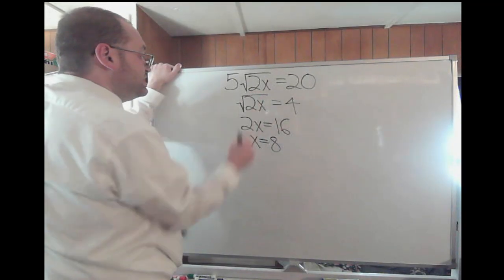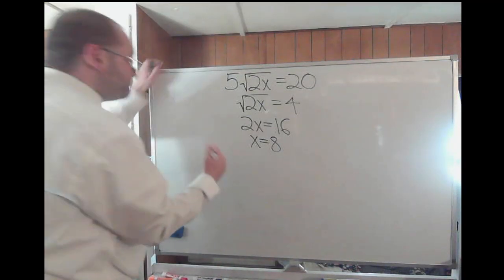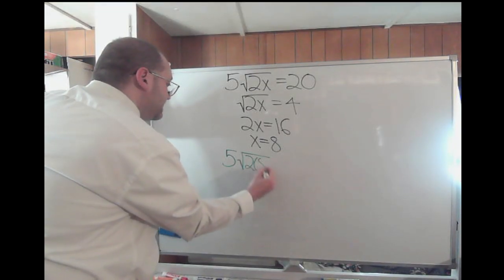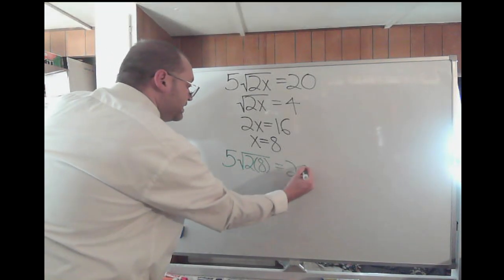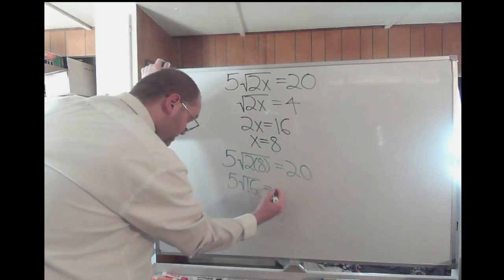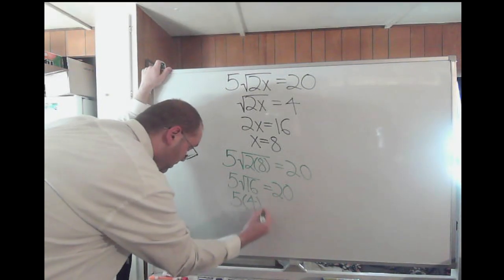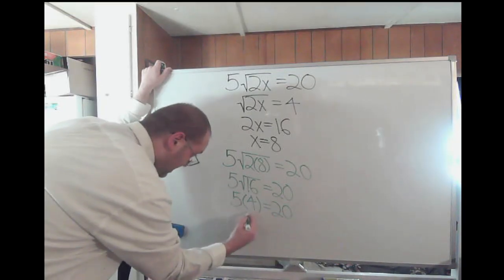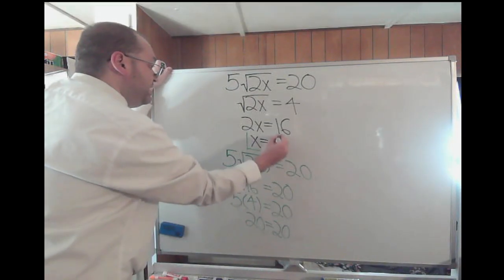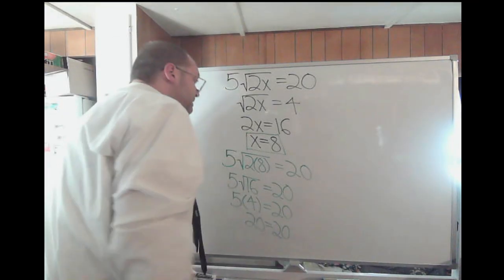Let's put in 8 for x in the square root anyway and just check it. So we'll take 5 times the square root of 2 times 8, see if that's equal to 20. Well, then we have 5 times the square root of 16, which turns into 5 times 4. See if that's equal to 20. 5 times 4 does equal 20. 20 equals 20. So yes, x equals 8 would actually be your solution to this equation.